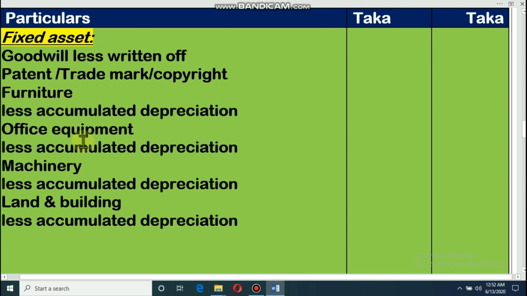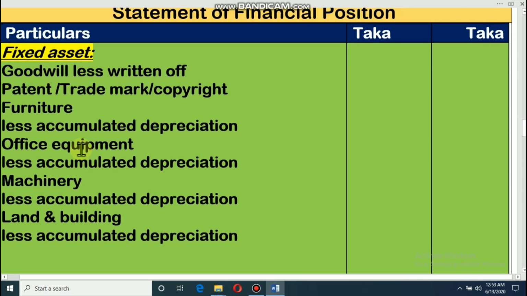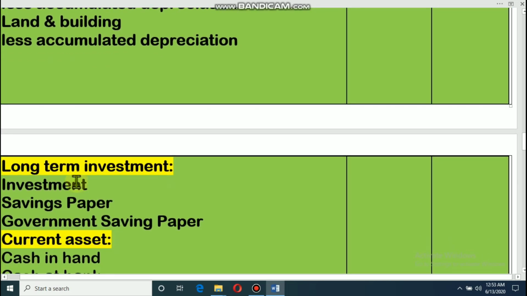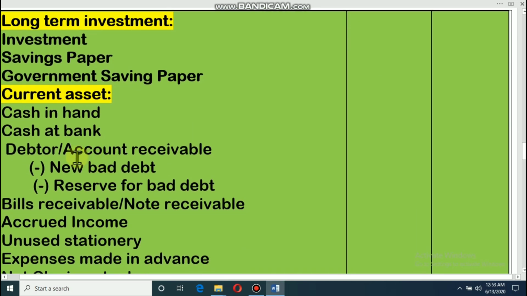Dear student, this way we will write the fixed asset in the financial position. Then in the second step we will write long-term investment. That means whatever investment the organization has, the value of that investment will be an asset of that organization. Investment in saving paper, investment in government saving paper, these are the long-term investments. This will be shown in these steps.